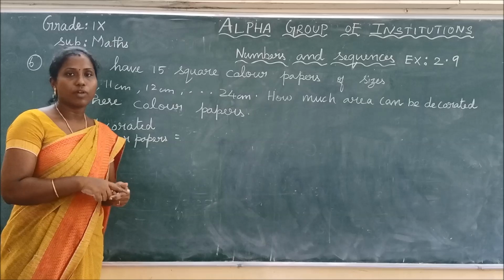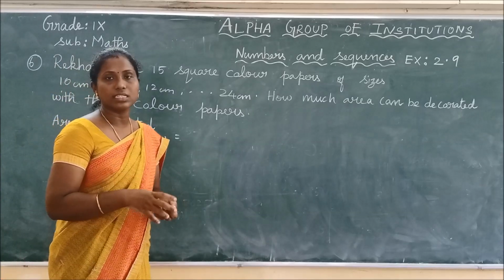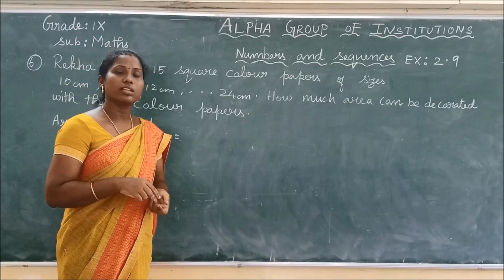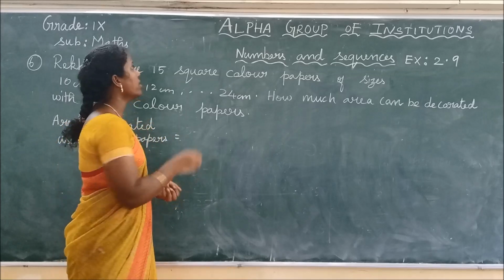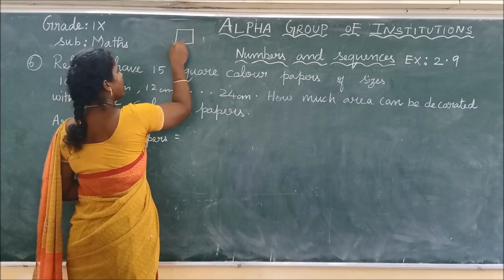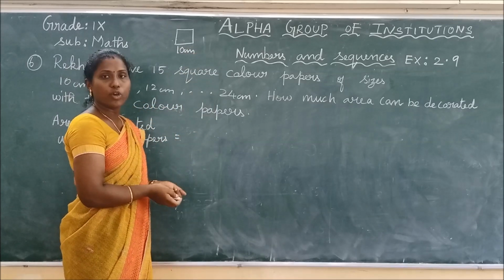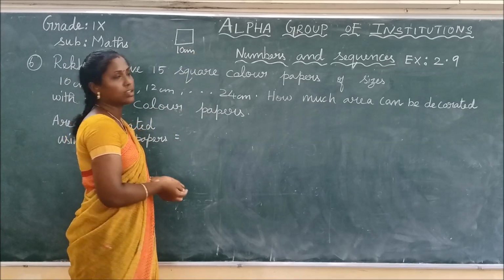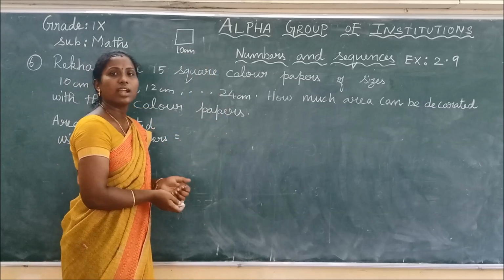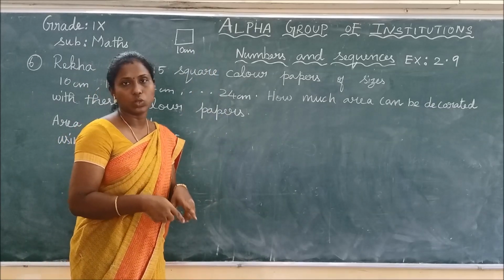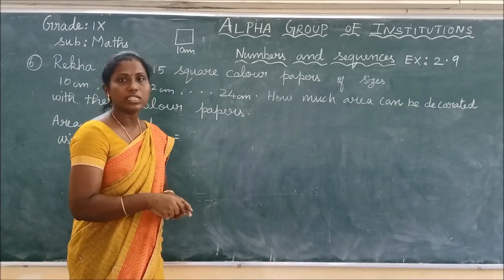One color paper is in the form of a square and its side is 10 cm. How much area will it cover? If there is a square paper having side 10 cm, how much area will it cover? What is the square formula? Side into side. So it can cover 10 into 10, 100 centimeter square. It will cover the area of 100 centimeter square.